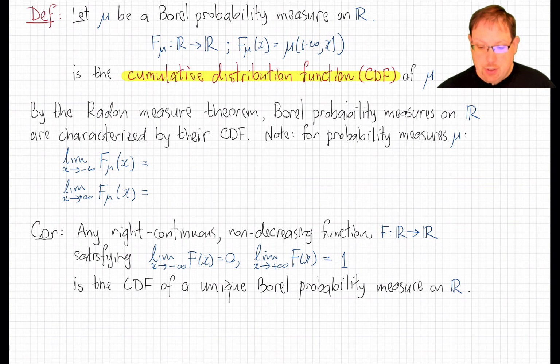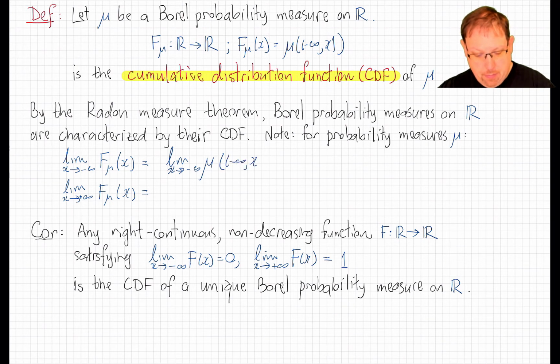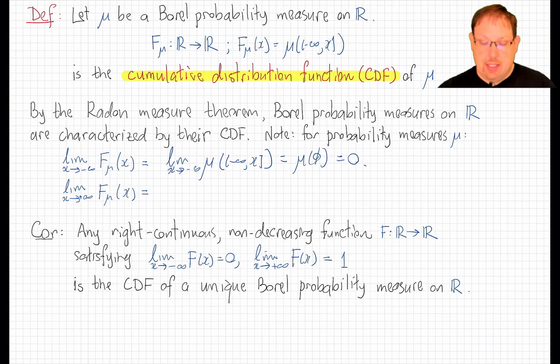Now for probability measures beyond right continuous and non-decreasing, there are two additional small constraints that come for free. First, by our choice of which additive constant to choose for the function, we have in this case that as x goes to minus infinity, the limit of f at x is equal to the limit of the measure of the interval from minus infinity up to x. But by the continuity theorem that we just proved, since the interval from minus infinity up to x goes down to the empty set, this is equal to the measure of the empty set, which is of course always 0.